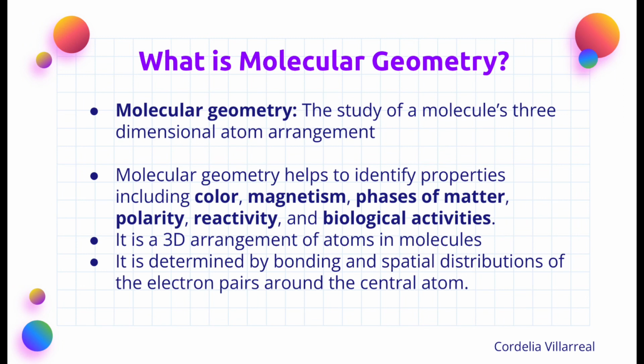Molecular geometry helps to identify properties including color, magnetism, phases of matter, polarity, reactivity, and biological activities. It is a 3D arrangement of atoms in molecules. It is determined by bonding and spatial distribution of the electron pairs around the central atom.